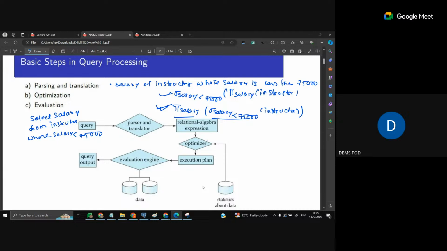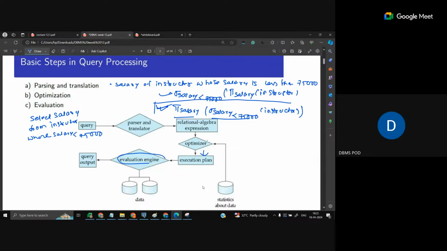Then what does our optimizer do? It will choose the most efficient equivalent relational algebra expression. Then it will give the execution plan, and the evaluation engine will take the execution plan and give the query output. Is there any mathematical or other calculation to know which relational algebra expression is more efficient?